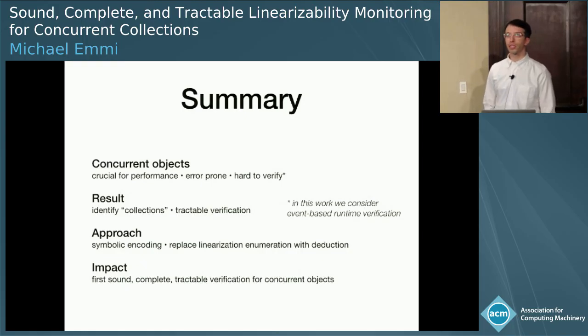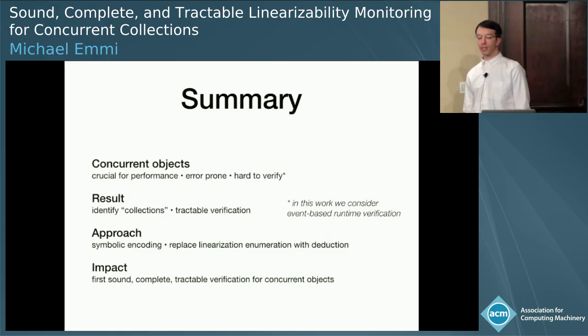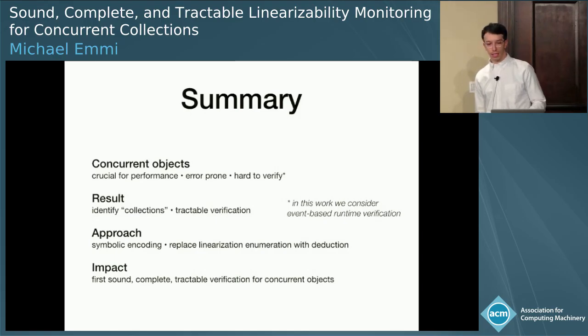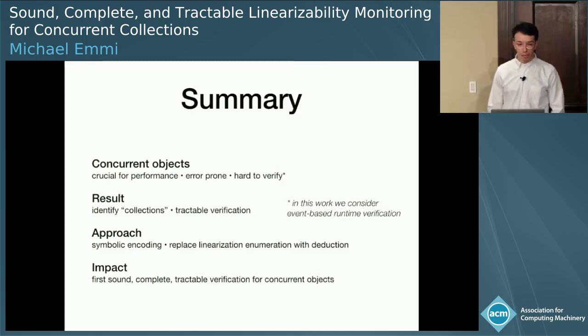So this work is about verification of concurrent collections. Concurrent collections are crucial for performance in many multi-threaded applications, yet they're error-prone and notoriously hard to verify. Now, in this talk, when I talk about verification, I'll really be speaking about event-based runtime verification. And what that means is we're not trying to reason about the source code or the binary code or the implementation of a given data structure, but we're going to be reasoning about the call and return actions and its traces that such code enables. So we're only going to be reasoning about the call and return actions of operations.